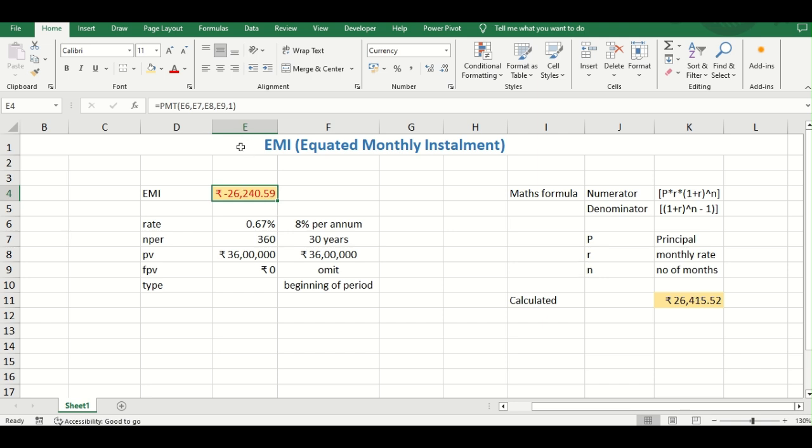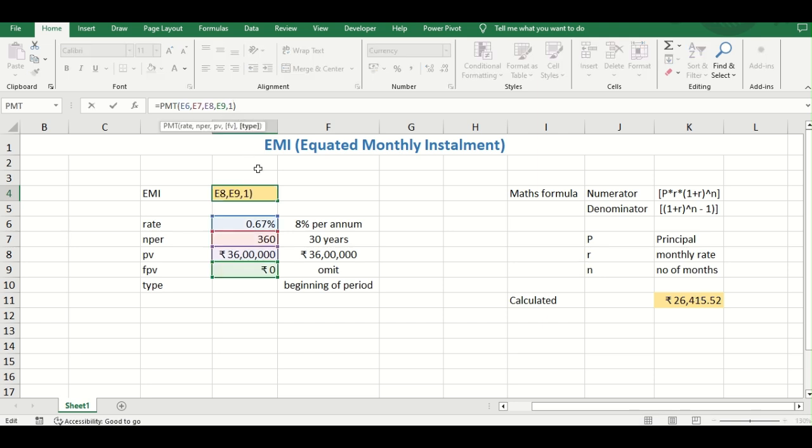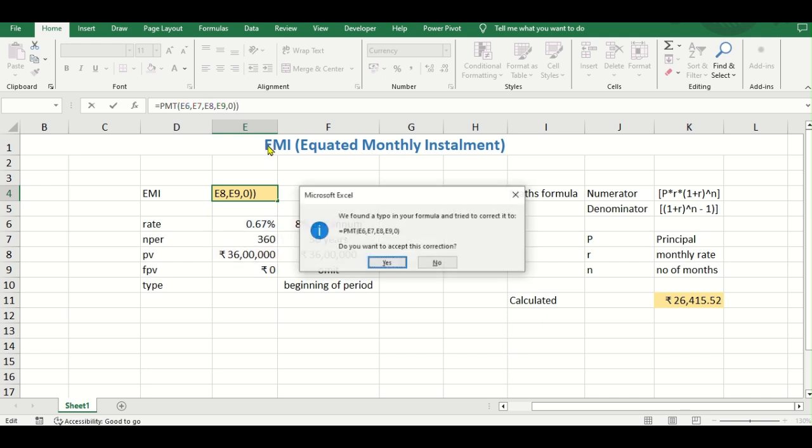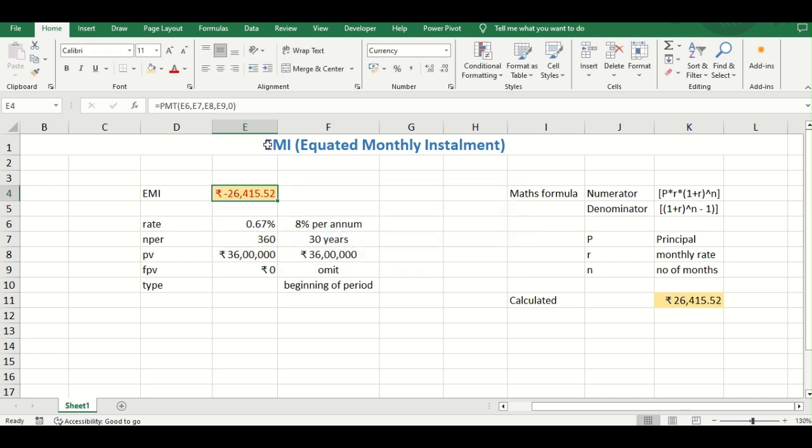So why the difference? Because the type, if we would have taken it as 0, then this would be simply 26415.5. So basically the formula which we have used earlier is based on the assumption that it is done at the end of the period. So it is taking the 0 value.